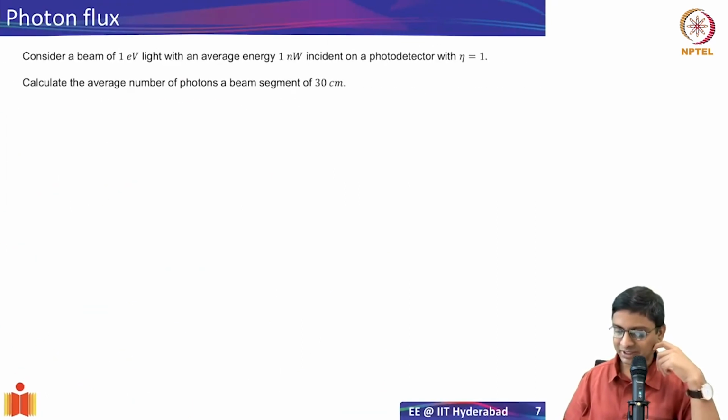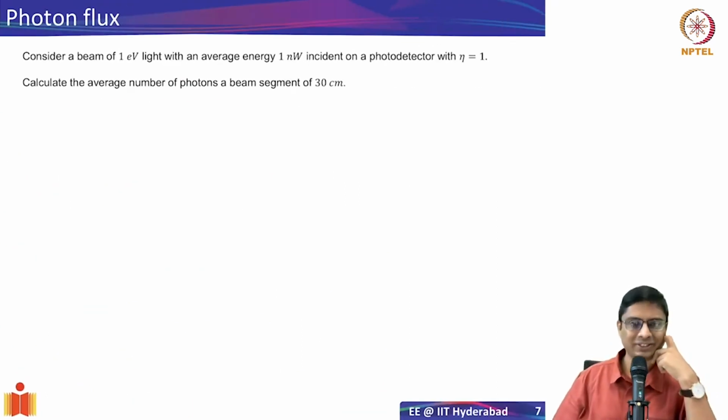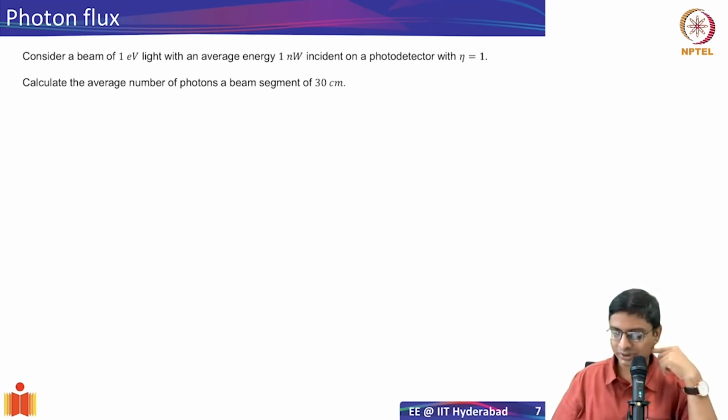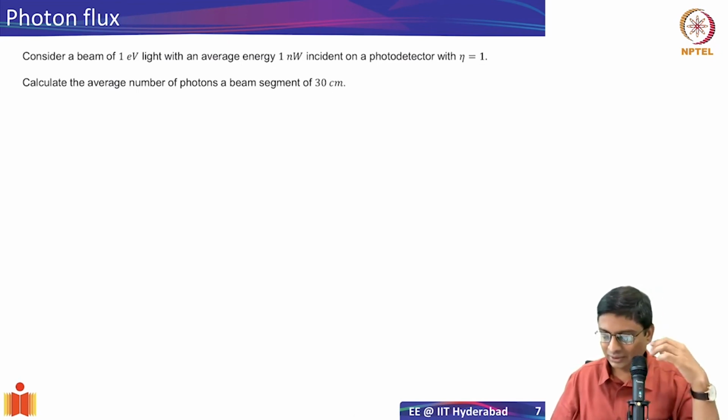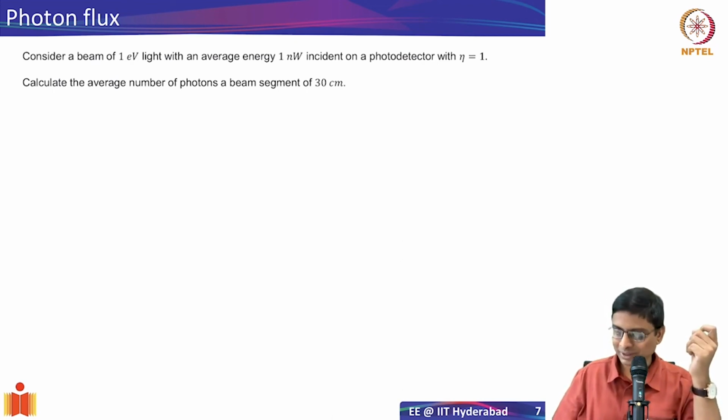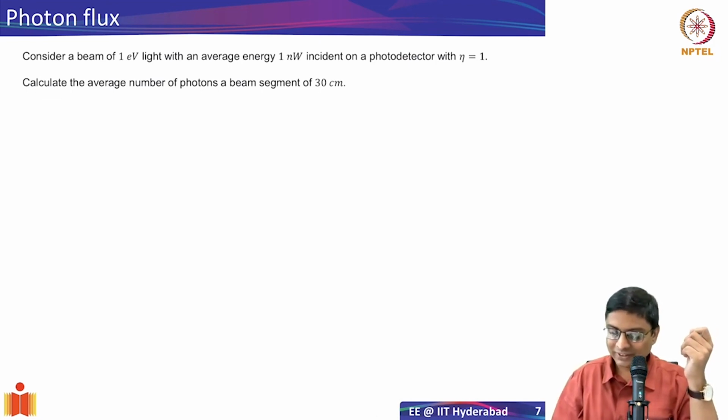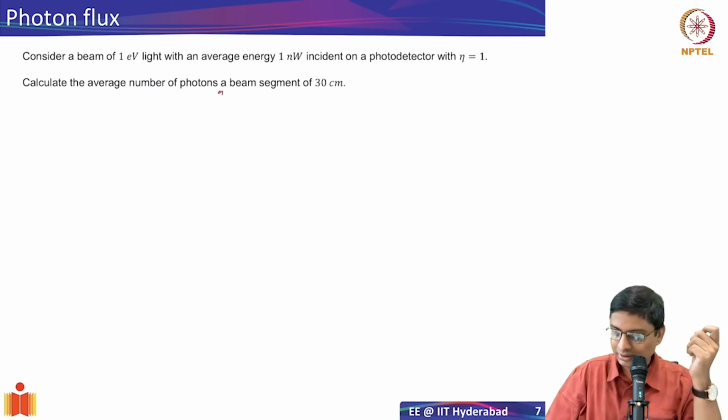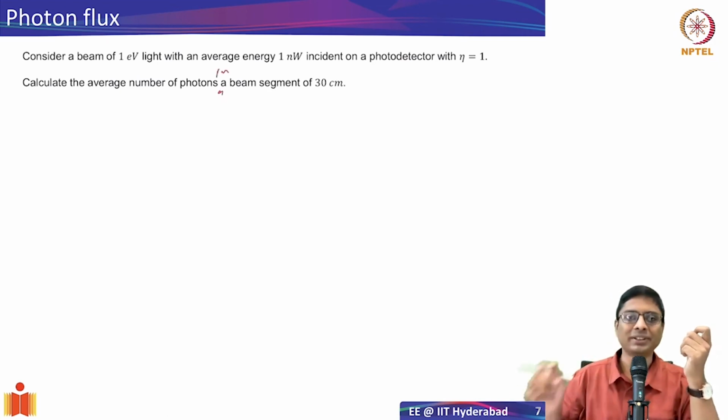So let me just do one more problem in a different way. The same thing, but in a different approach. So now you are asked to consider the same problem. The difference is that we calculate the average number of photons in a beam segment of 30 centimeters.